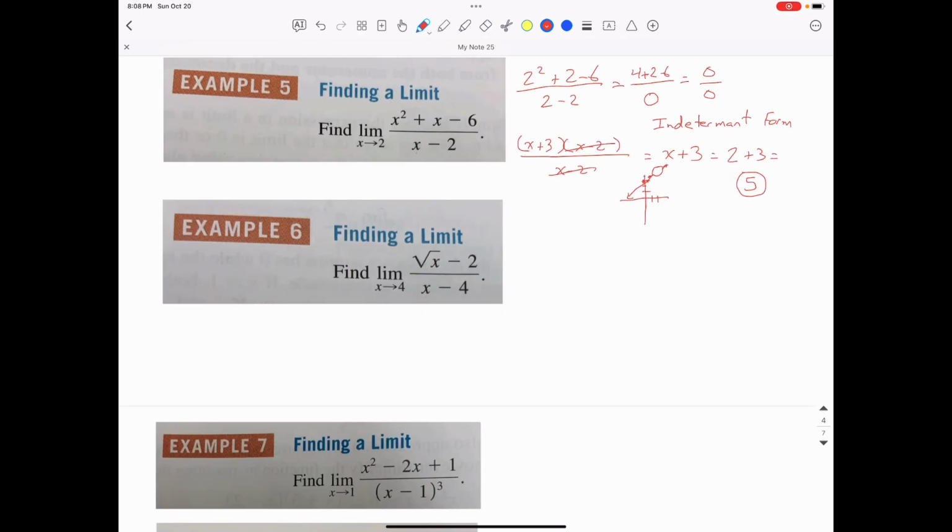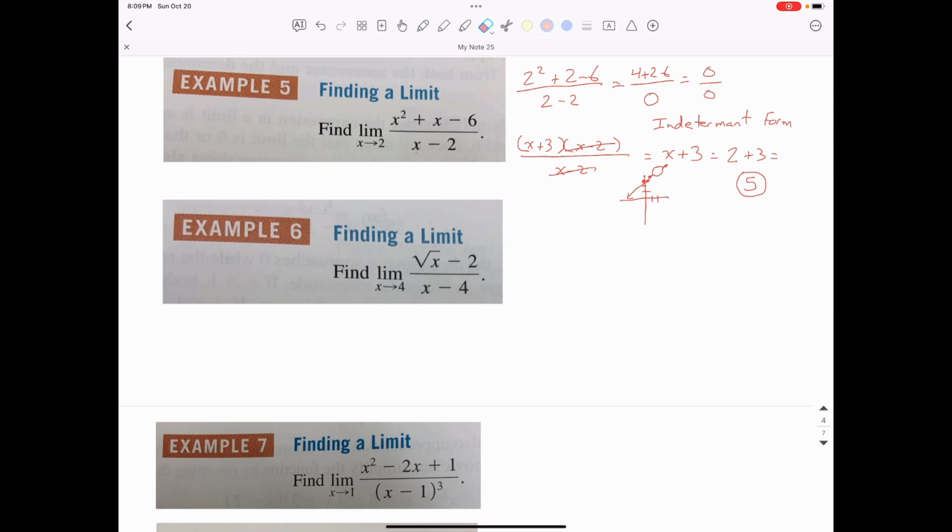Let's look at example 6. Find the limit as x approaches 4 of the square root of x minus 2 over x minus 4. Again, if we try direct substitution on this one, we would have the square root of 4 minus 2 over 4 minus 4. That would give us 2 minus 2 over 4 minus 4. That gives us 0 over 0, and we get an indeterminate form. So direct substitution doesn't help us out a whole lot.